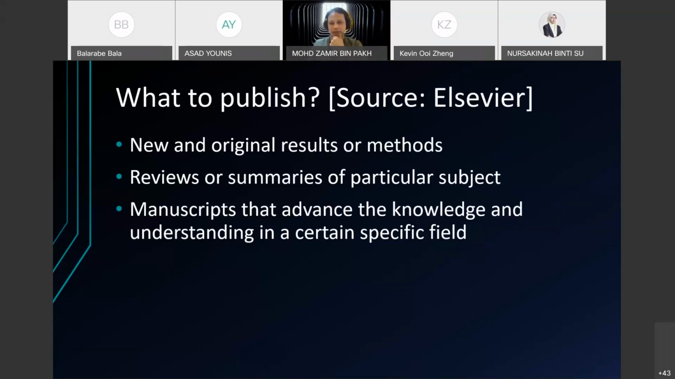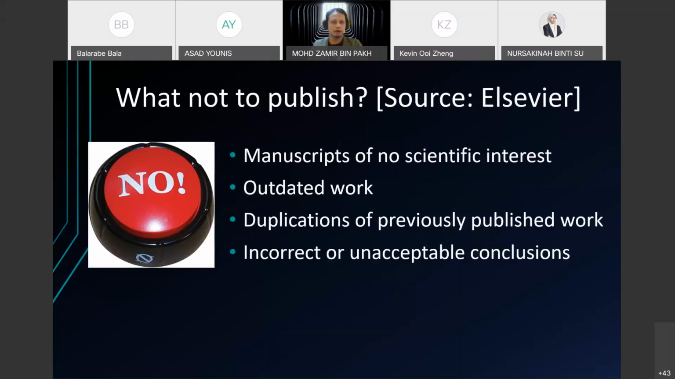Manuscripts that advance knowledge and understanding in a certain specific area. So when you talk about contribution to the field, you're talking about advancement to the field. So what not to publish? This one is only a brief part. What not to publish? Manuscripts of no scientific interest.